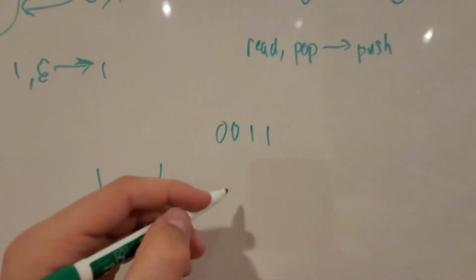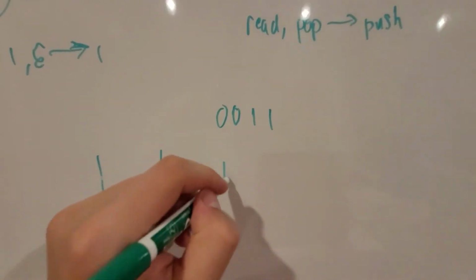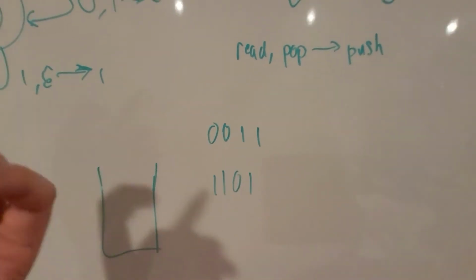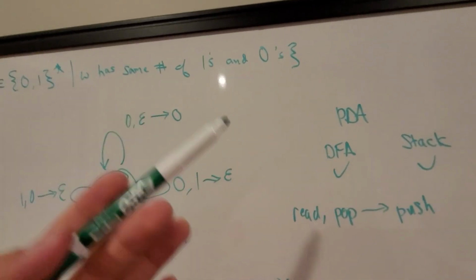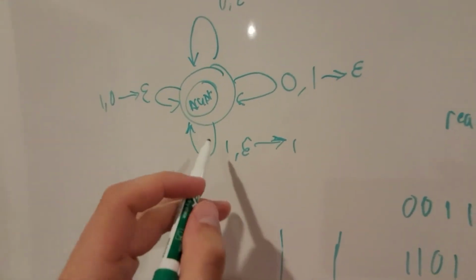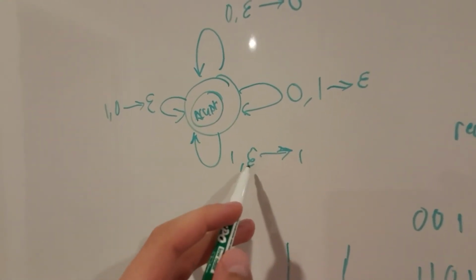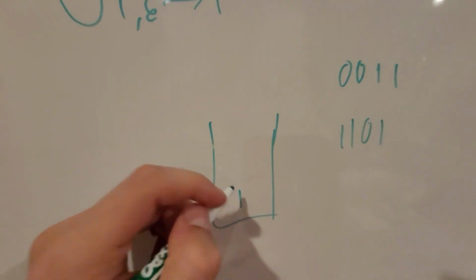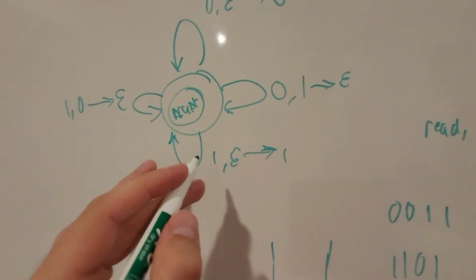Now let's try something that doesn't work. What's a test case that doesn't work? That would be 1, 1, 0, 1. We don't have the same number of 1s and 0s. How would this work? We see a 1, so we read a 1, pop nothing, and push 1. That's what the computer chooses to do. It does the same thing again.